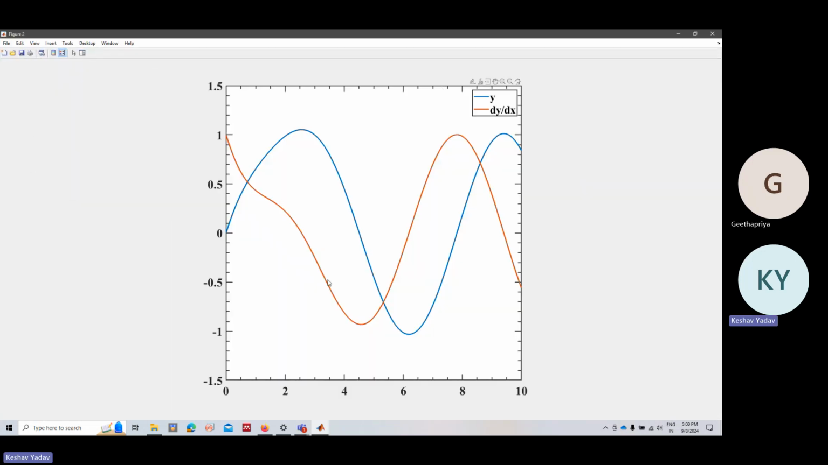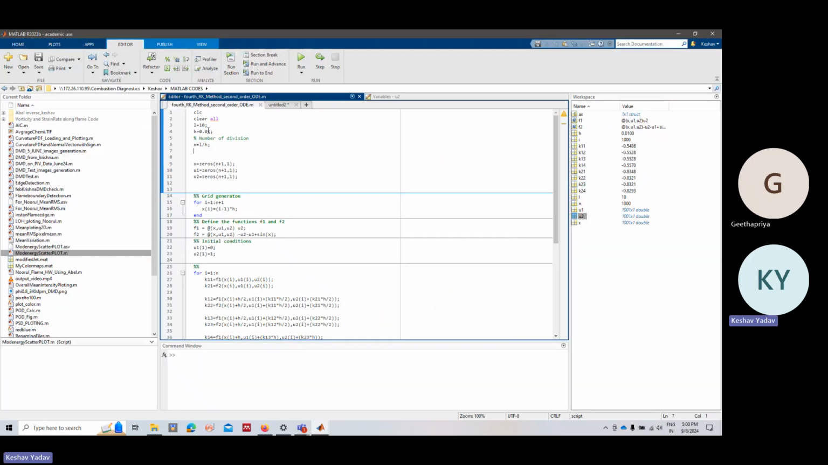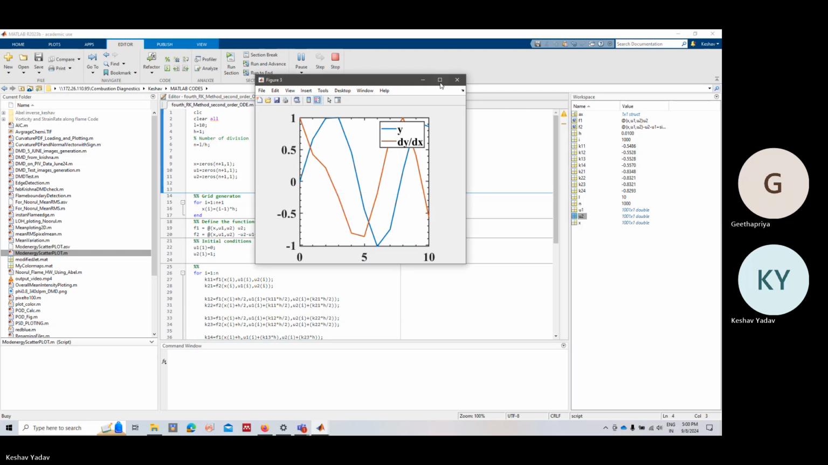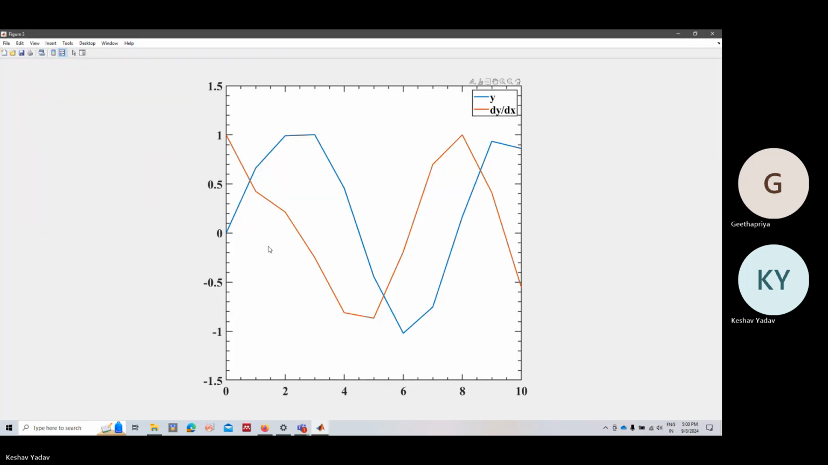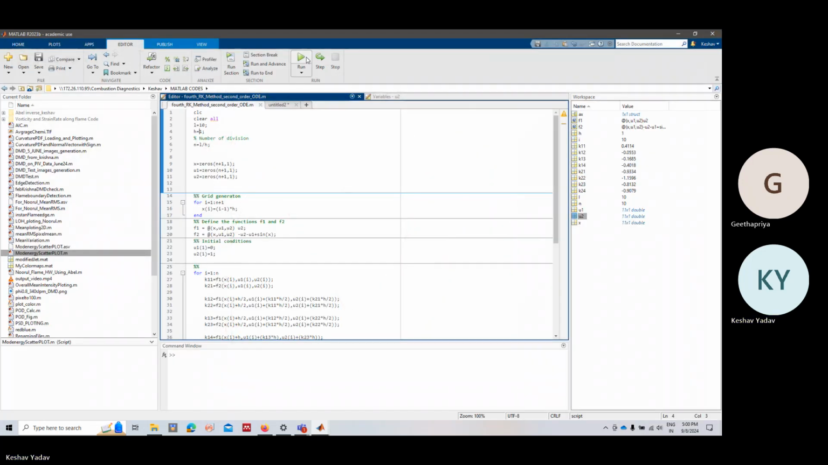See, more or less the same plot it will come. If I reduce the grid size to 0.1, what will I get? See, now it is kind of non-accurate. So 0.01.